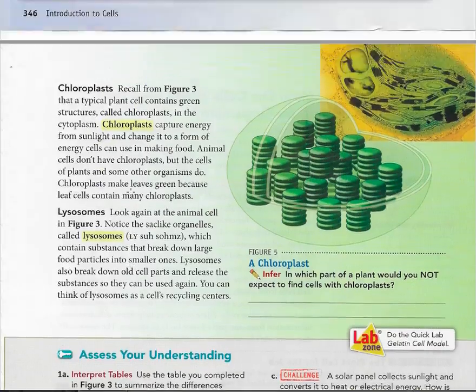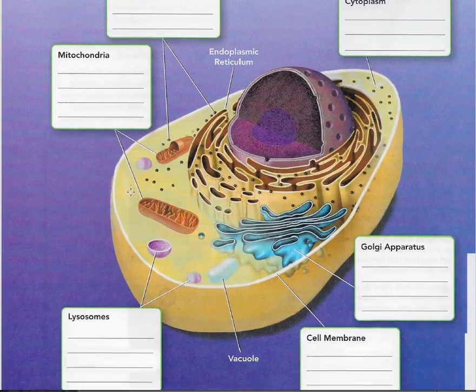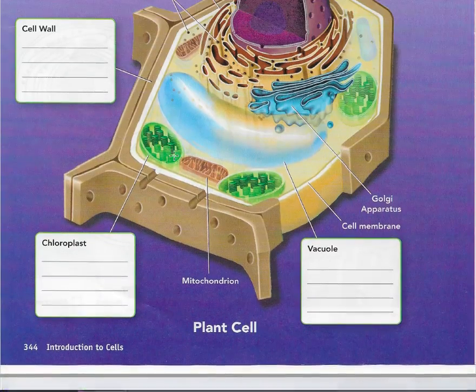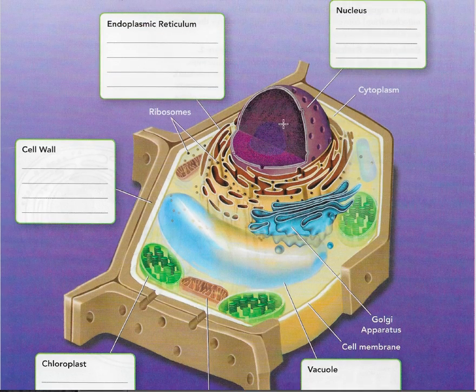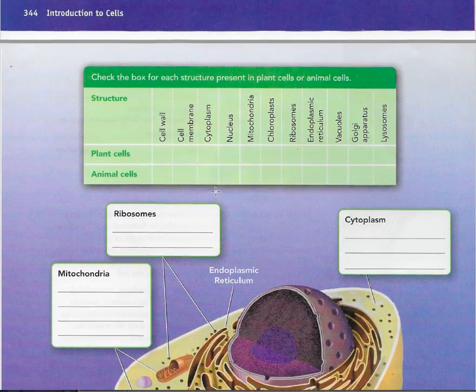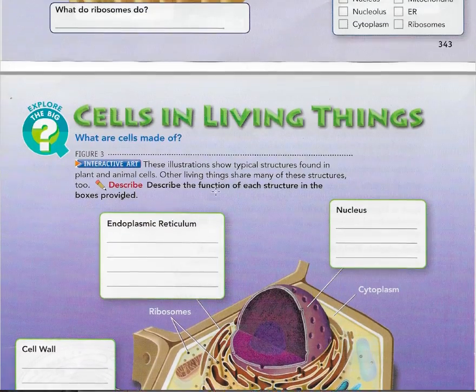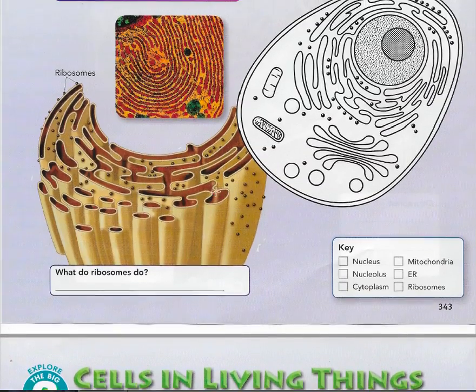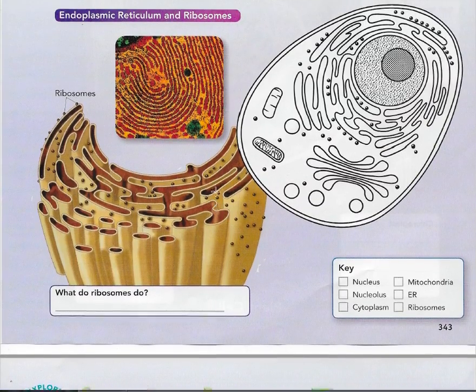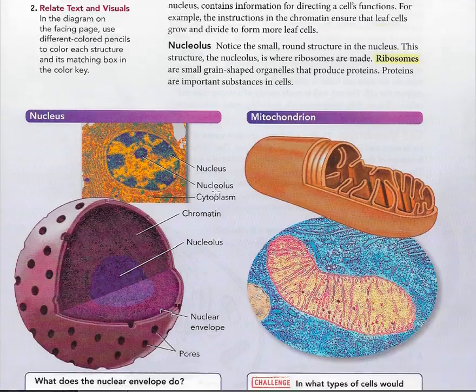All right, that's it for looking in cells. Now, all these different organelles we talk about here, you will have to be able to identify them in both a plant and animal cell and their function, what they do. So the earlier you start to study this, the easier it will be come test time.